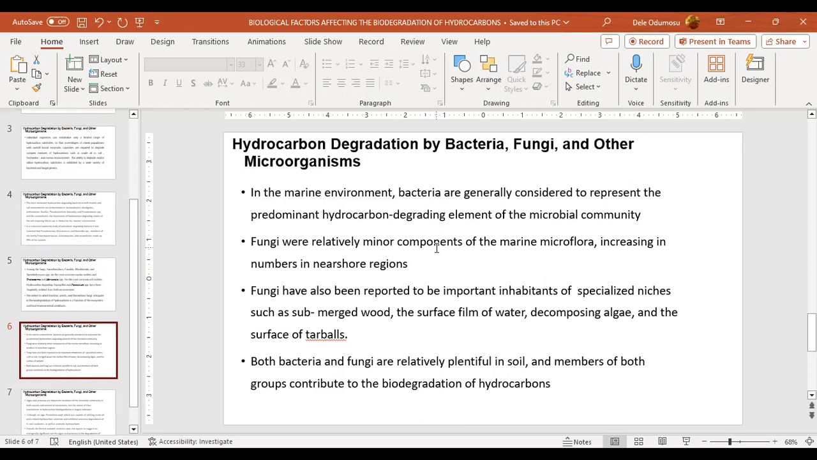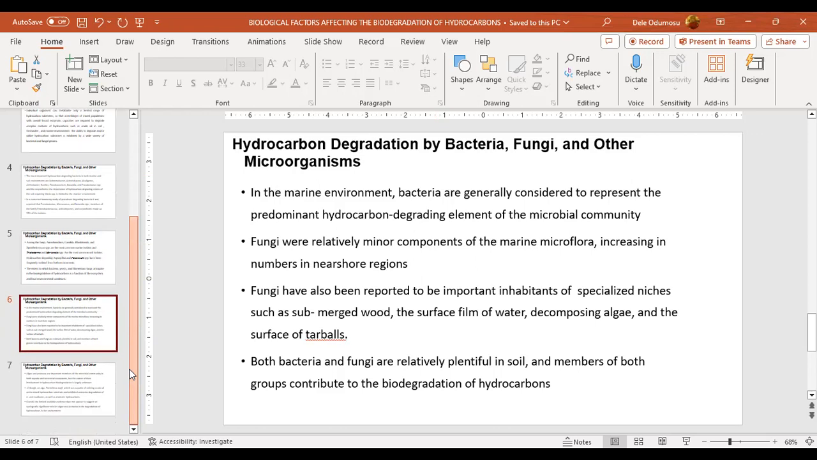So fungi prefer environments such as the terrestrial environment, like submerged wood and a surface film of water, and some probably also prefer other environments that are not like the marine. But both bacteria and fungi are abundantly present in the soil, and both of them contribute largely to the biodegradation of hydrocarbon in the soil.